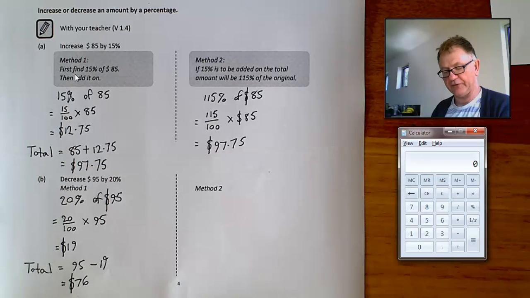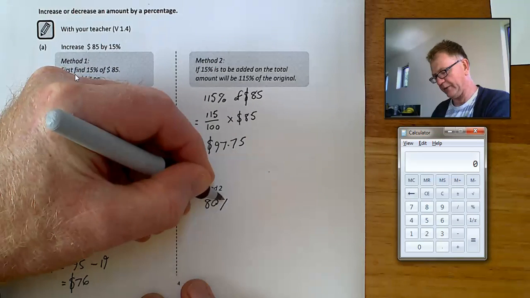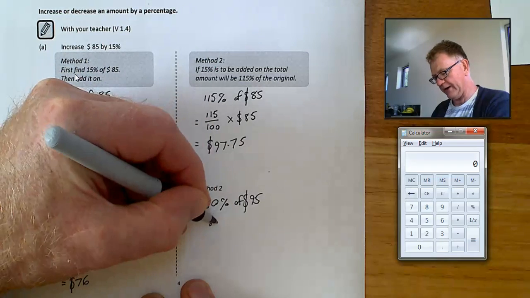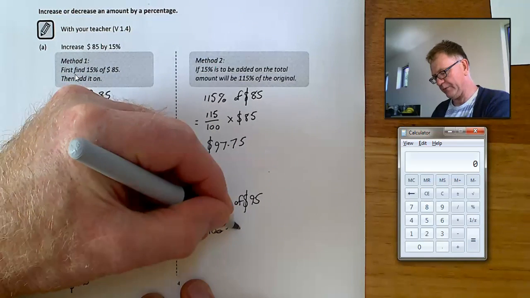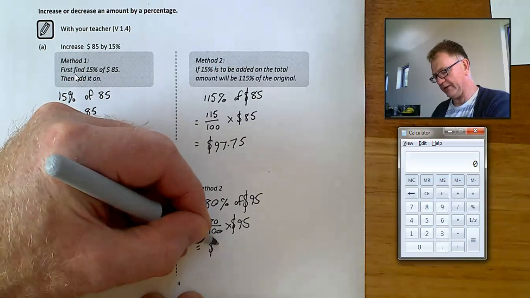Alternatively, you could do the same thing by saying if you started with $95, that's 100% of the amount. We want to decrease it by 20%, so we want to take 20% off. If you take 20% off, you're going to be left with 80%. So instead of doing the whole thing, you could just say 80% of $95, and if you work it out, 80 over 100 times 95, you'll end up on your calculator getting the same answer, just a little bit quicker.